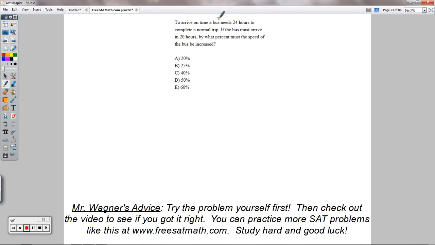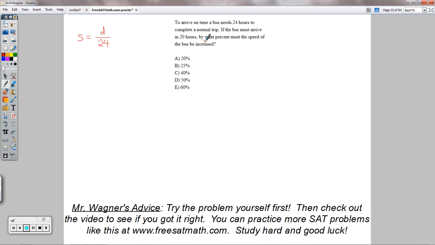It says to arrive on time, a bus needs 24 hours to complete a normal trip. I know that speed equals distance over time, and since my time is 24 hours, I'm going to put over 24. So this is initially what I have for speed equals distance over time. If the bus must arrive in 20 hours, by what percent must the speed of the bus be increased?